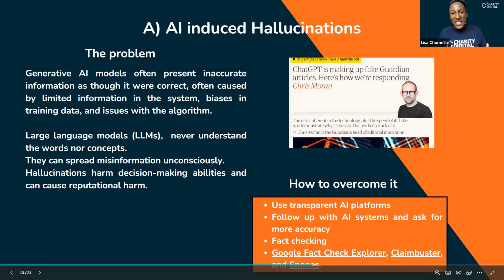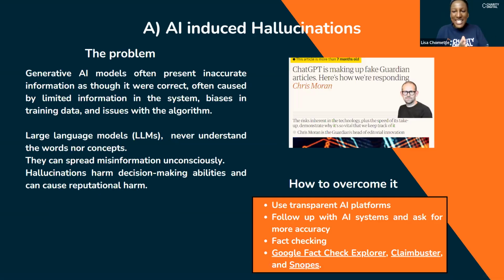And the great hallucination, so what is it? Basically, generative AI models often present inaccurate information as though it were correct, often caused by limited information in the system, bias in the data, and issues in the algorithm. So that is called hallucination.